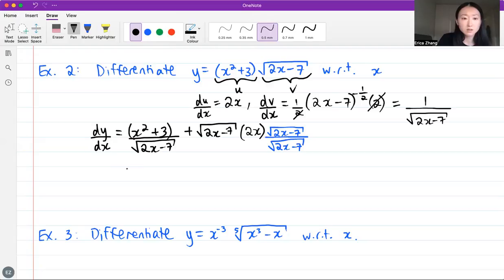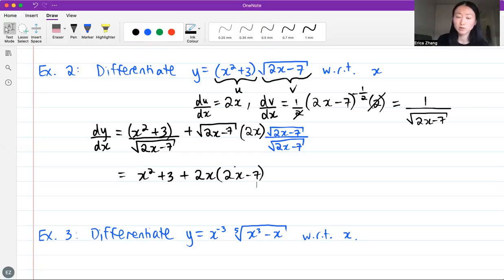And this gives us x squared plus 3 plus, so let's bring the 2x in the front, and now we just have 2x minus 7, right? Because the square root of something times the square root of something is just that thing to the power of 1, all over our common denominator, which is square root of 2x minus 7.